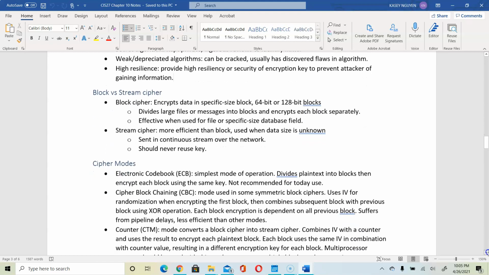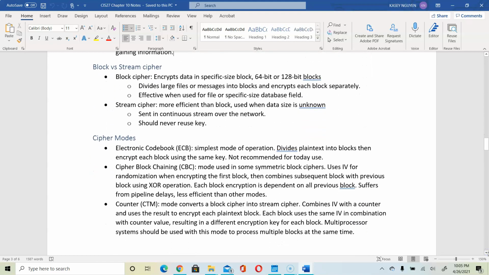Next, we're going to talk about cipher modes. For cipher modes, we would have electronic codebook, which is your ECB. This is the simplest mode of operation. It divides the plain text into blocks, and then it encrypts each block using the same key. Because it's using the same key, we don't recommend it for use today.